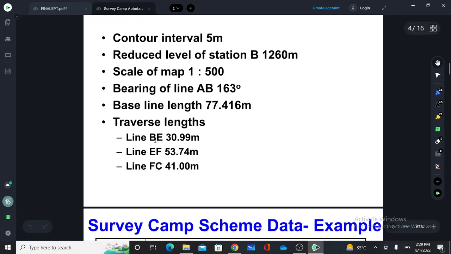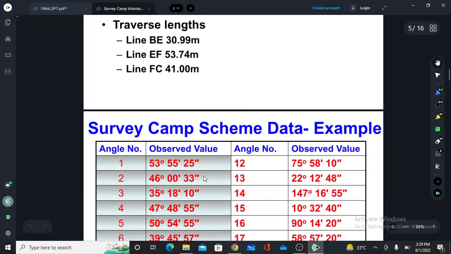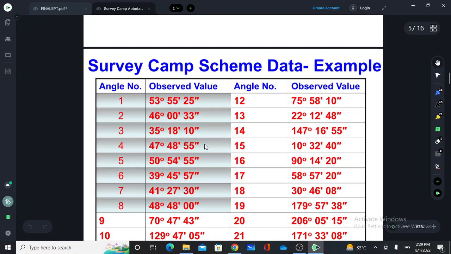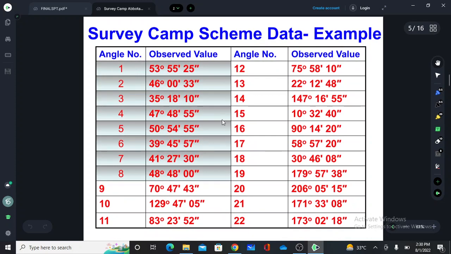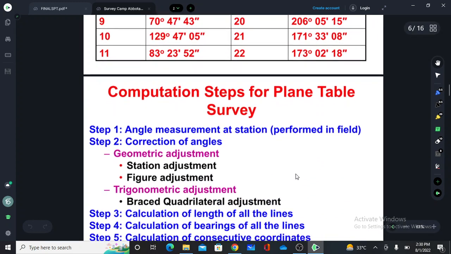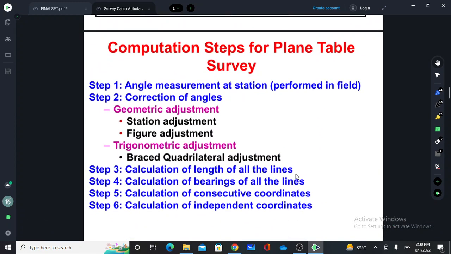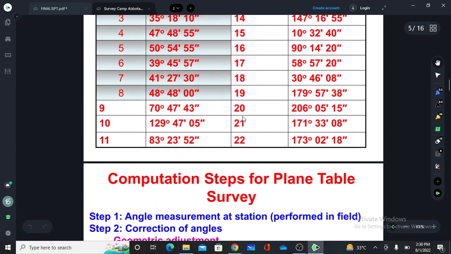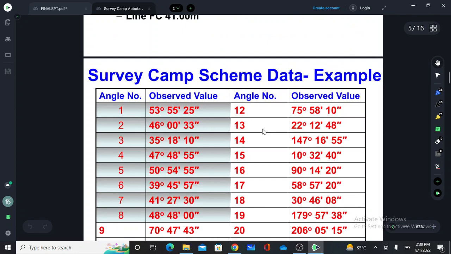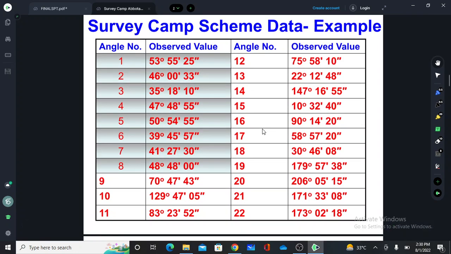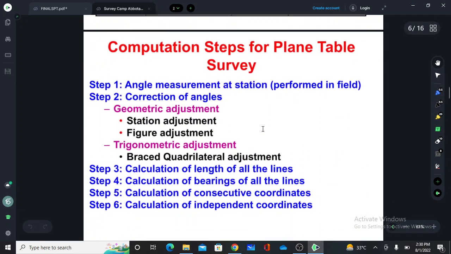And traverse length of the parallelograms BE, EF and FC are also provided to you. And these are the sample values for all the 22 angles. This is for demonstration purposes. What you should do is that you should use your own values that you have obtained in the horizontal angle measurement job. Now here is a list of the steps that you need to do for computations for plane tabling. You have to apply corrections on all the 22 angles before you start the plotting of scheme on your plane tabling sheet.